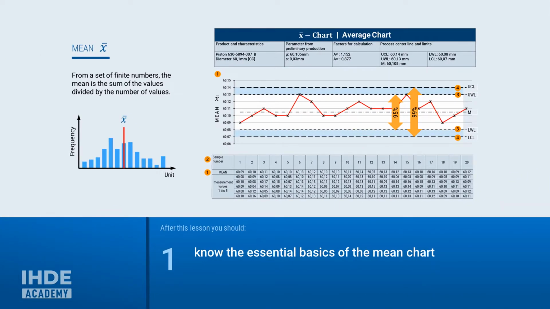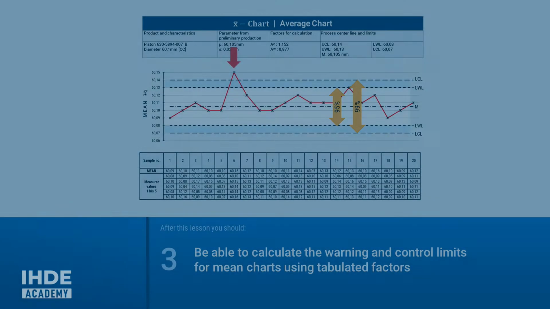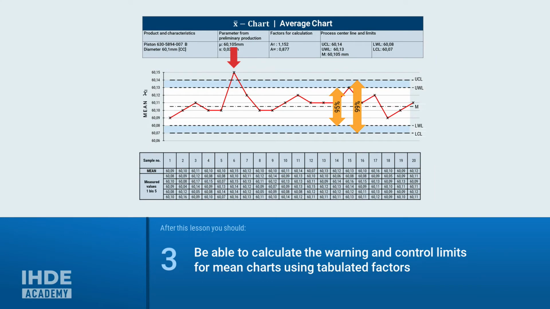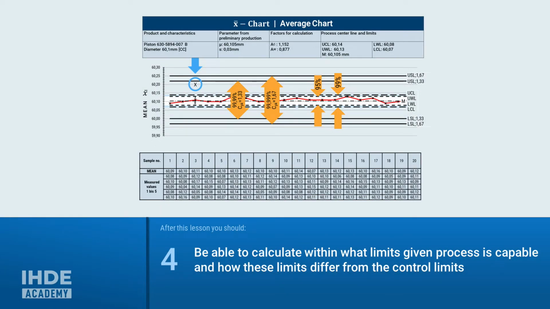And hello again to this lesson, which essentially has 4 learning objectives. Of course, you should be able to name the essential basics of a mean chart. You should also be able to use a sample to calculate the mean and the spread in the form of the standard deviation. Certainly, the focus of this lesson is that you should be able to create a control chart yourself and calculate the warning and control limits. Finally, you should have a feeling for the relation of the warning and control limits to the specification limits of the characteristic.